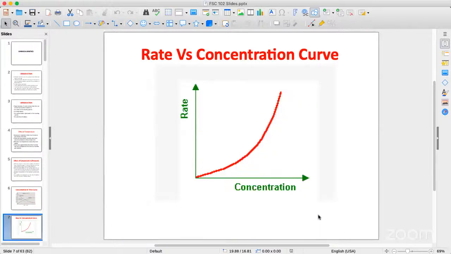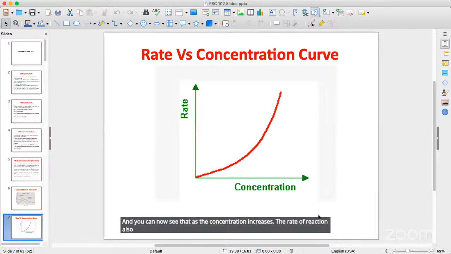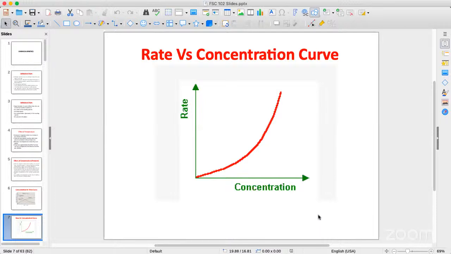Now, look at this. This is the rate concentration curve. When concentration is equal to 0, rate is equal to 0. On the vertical axis, you have your rate, and on the horizontal axis, you have your concentration. You can now see that as the concentration increases, the rate of reaction also increases. We said that when we were dealing with those factors. So as the concentration increases, the rate of reaction increases.